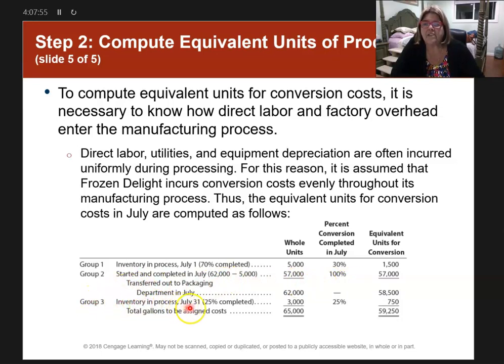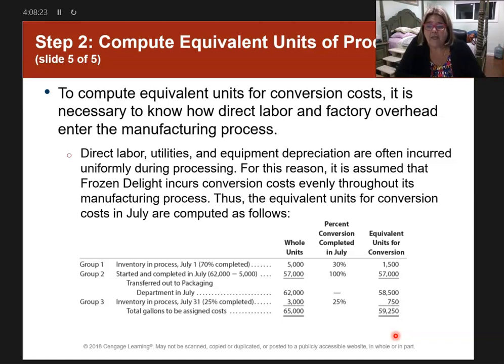And group 3 is 3,000 pieces, 3,000 gallons at 25% complete. So you're going to bring that number here because I only added 25% of 3,000, and that brings me to 750. So my equivalent units for conversion are 59,250. A little bit different. It's always going to be a little bit less than your direct materials.